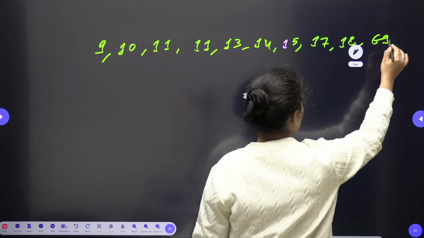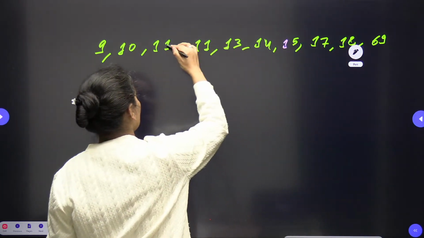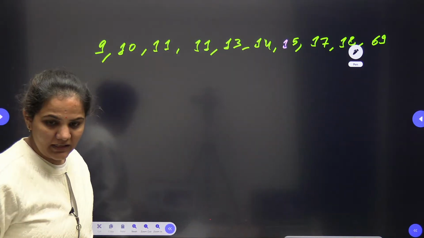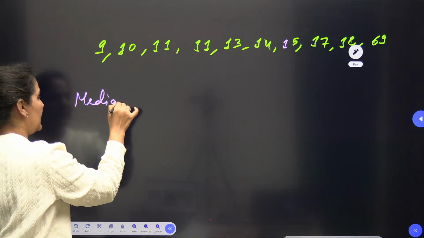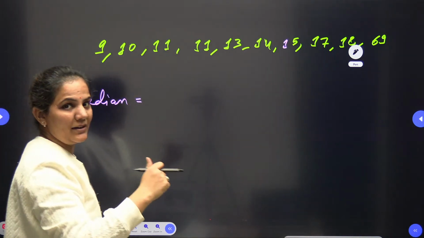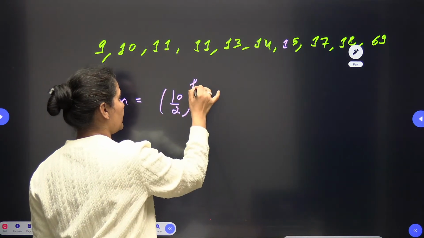So we can cross check. Let's write down all the 10 terms: 1 2 3 4 5 6 7 8 9 and 10. What will be the median in this case? My median will be the n by 2, means 10 by 2th term, which is actually the 5th term.